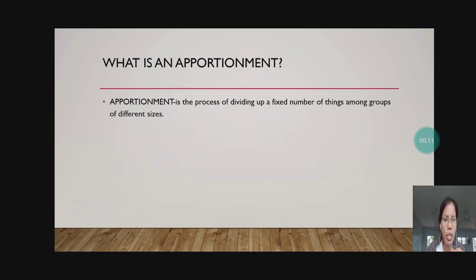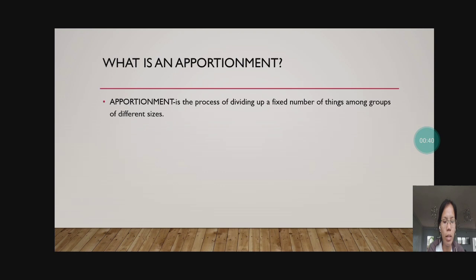So what is an introduction of apportionment, or an apportionment? Apportionment is the process of dividing up a fixed number of things among groups of different sizes. One of its historical applications is in politics. Actually, the mathematical investigation into apportionment has its roots in the U.S. Constitution since 1790, when the House of Representatives first attempted to apportion itself.